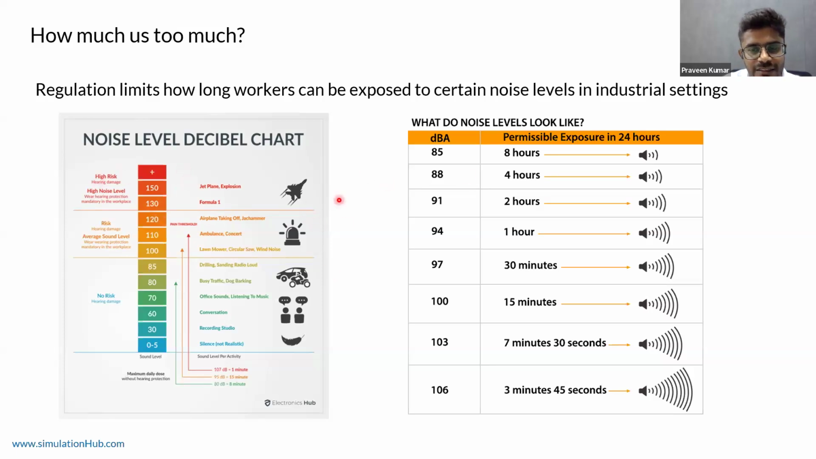Another interesting fact you can see in the table on the right side: at 85 decibel, 8 hours of exposure is permitted, and you can see the permissible exposure in 24 hours. At 88, just a 3 decibel increase, the exposure limit, how long people can be exposed, is reduced by half. That's how sensitive it is. At 94 it goes to 1 hour, and then minutes. This is just for comparison. So 85 decibel is the limit that we have understood.